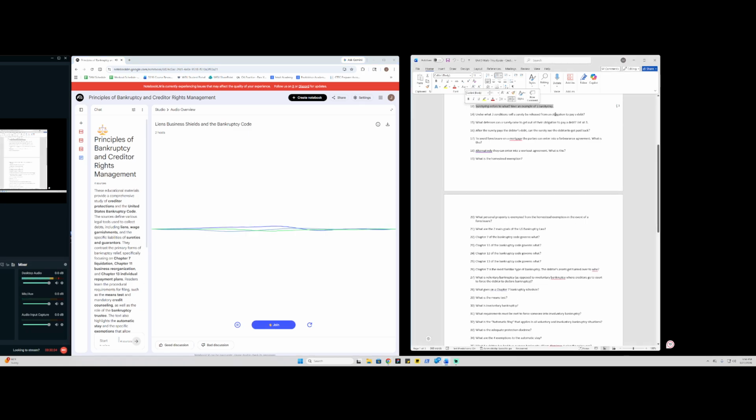We covered the creditor's composition agreement right before your interjection. It's important because it's a voluntary contract. And then under what three conditions will a surety be released from an obligation to pay a debt?